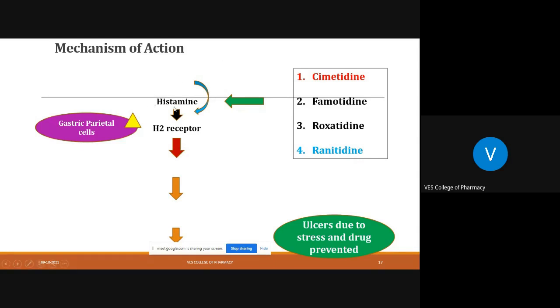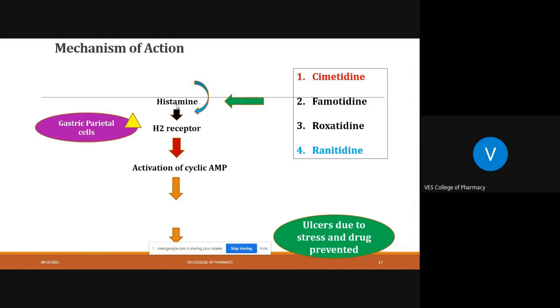Who will release the histamine? Which cell? Does the parietal cell release the histamine, or any other cell? The H2 receptor is present on the parietal cell. You can see the parietal cell, there is an H2 receptor. But who will release the histamine in that area? ECL, yes, ECL cells, or we can say oxyntic cells. That oxyntic cell is responsible for release of histamine.